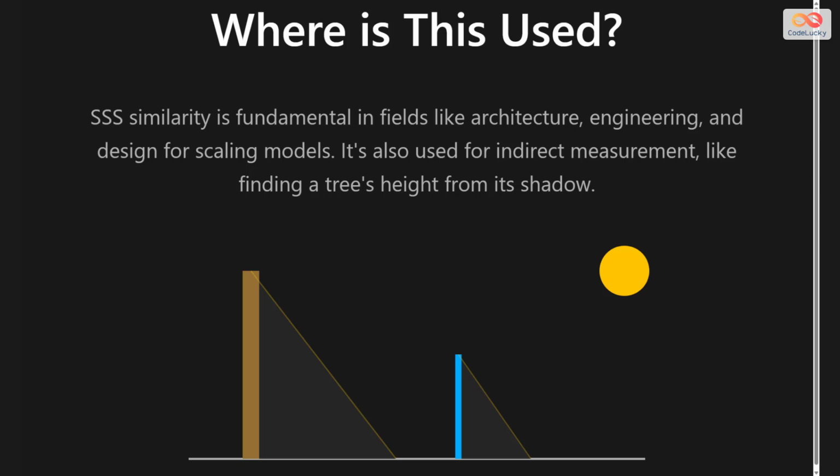This isn't just a textbook concept. Similarity is used all the time in the real world. Architects and engineers use it to create scaled-down models of buildings and machines. It's also the principle behind indirect measurement, like using the length of shadows to calculate the height of a tall tree or a building you can't possibly measure directly.